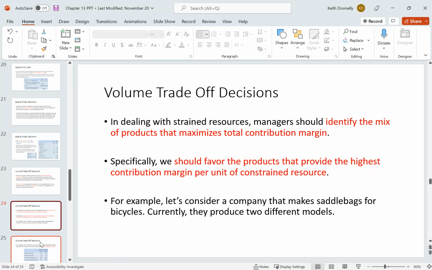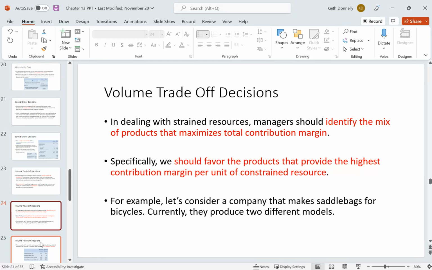So in dealing with strained resources, right, managers should identify the mix of products that maximizes the total contribution margin. And specifically, we should favor the products that provide the highest contribution margin per unit of constrained resource. So, for example, let's consider a company that makes saddlebags for bicycles. And let's say they have two different models. Okay, so the saddlebags are like the things you throw over the bicycle, and I guess you could put your phone or a water bottle in it or something, maybe a newspaper.